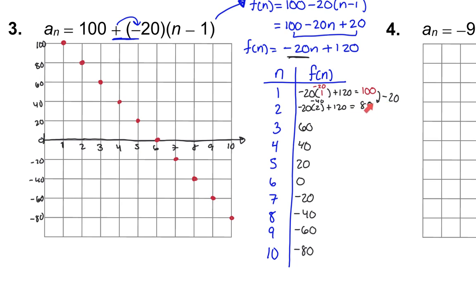So if you subtract 20 from each one, 80 minus 20 is 60. 60 minus 20 is 40. 40 minus 20 is 20. 20 minus 20 is 0. 0 minus 20 is negative 20. Negative 40, negative 60, negative 80. So now these are y values that go here.